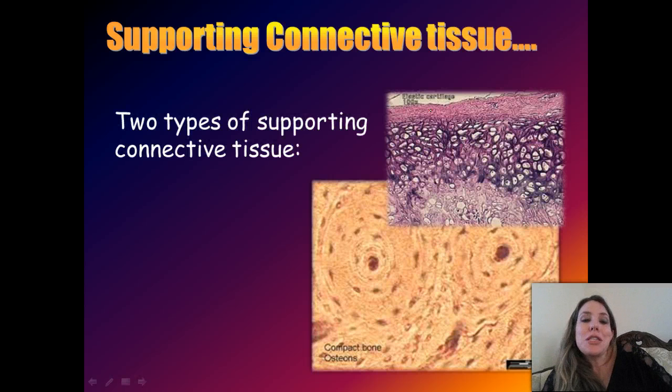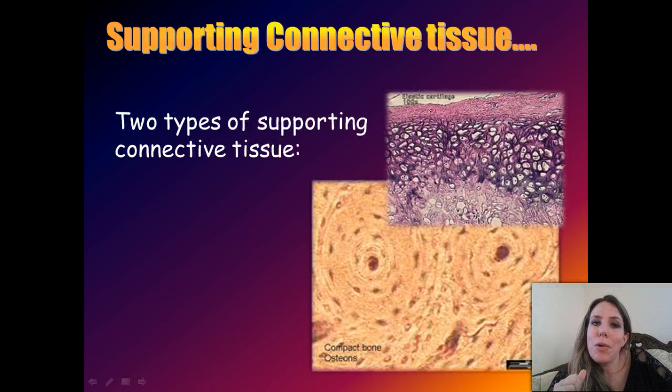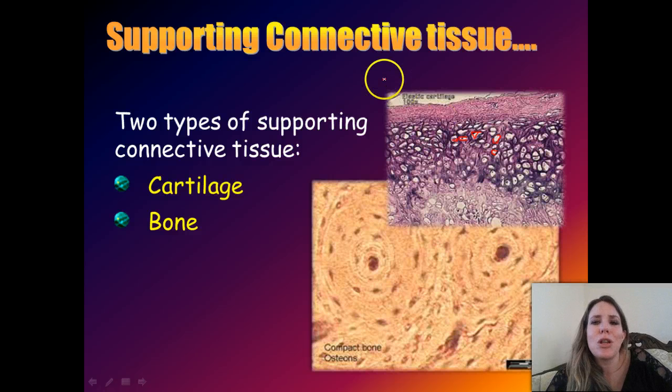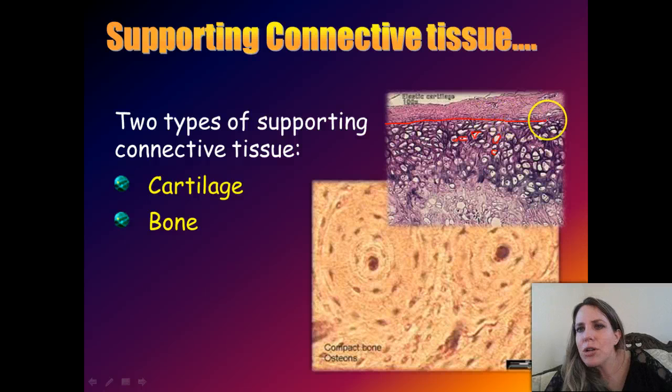Okay, now on to the supporting connective tissue. Again, we said that we have cartilage and we have bone. So these are the two types of connective tissue, cartilage and bone. So here is obviously cartilage, and you know it by the lacunae that it has, the lacunae with the chondrocytes. So if you see this, you automatically say, okay, that is going to be some type of cartilage, right? We know that, right? Some type of cartilage. And oftentimes it has this outer layer here called the perichondrium.